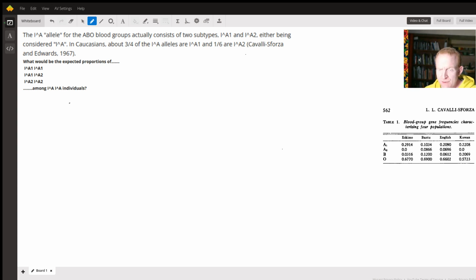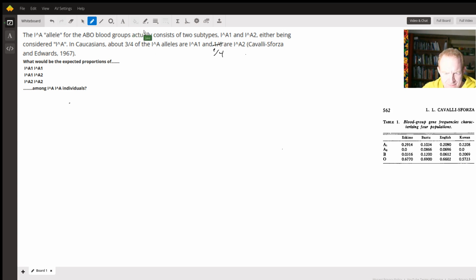Well, if there are two different alleles, then those allele frequencies must make up 100% of all the A alleles, and these don't. We have 3/4 and 1/6. Those don't add up to 1. So I'm going to fix this. I'm going to say this is 1/4. And I didn't just invent that. You included the source for these data. I looked it up, and it is 3/4 and 1/4. So let's get that out of the way first. Correct that error. Now, we're going to use a probability square.